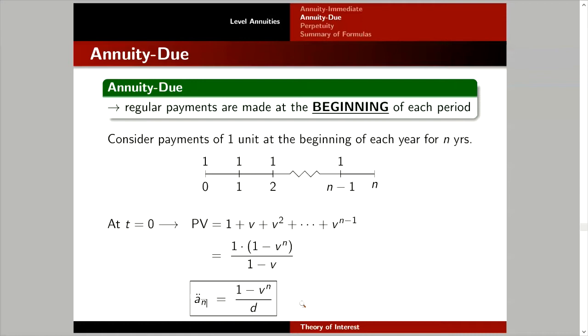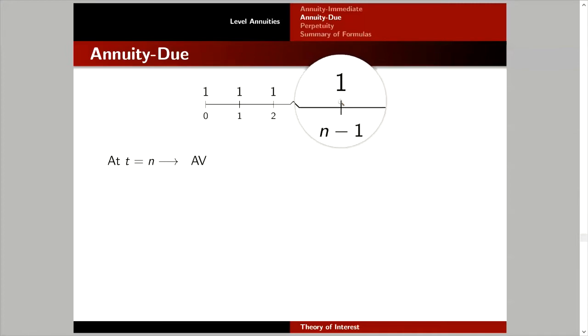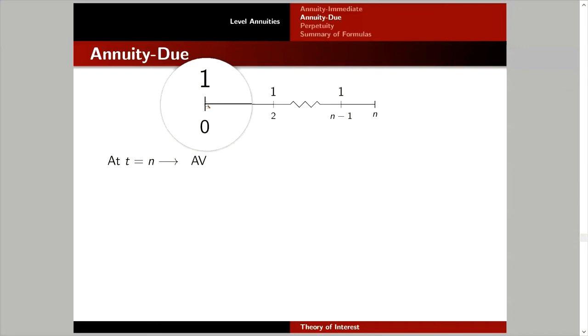Now we get the accumulated value of an annuity due. Let's have this timeline again. Payments of 1 unit at the beginning of each year for n years. This is how we get the accumulated value. So at t equals n, we carry everything to this point. Maybe we can start here. We can carry this to time n if we multiply 1 by 1 plus i. And then this one, how do we carry this to time n? We multiply it by 1 plus i raised to n. And we have this.